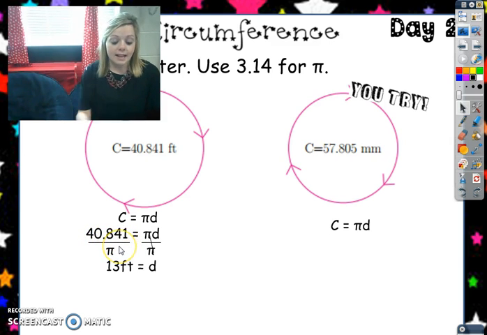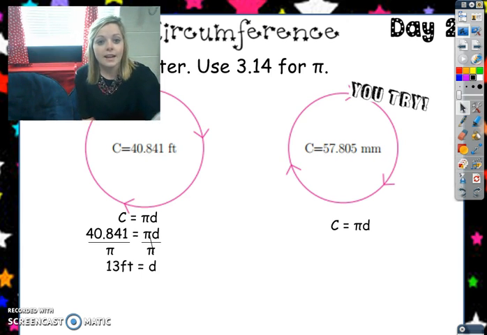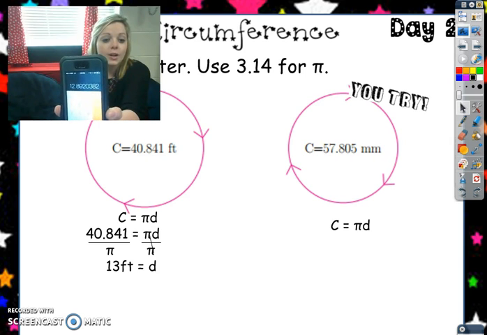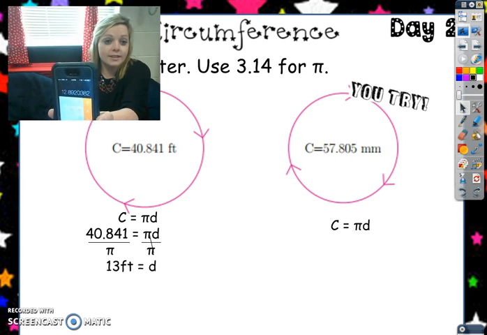Put 40.841 divided by 3.14 in your calculator, so maybe do this with me as we go together. 40.841 divided by 3.14 equals, and this is what I got. Okay, you can see that it is 12.892, and then it continues. So you can round this to the nearest whole number, like you can see on the screen already done. It rounds up to 13, so it's approximately 13 feet for the diameter.